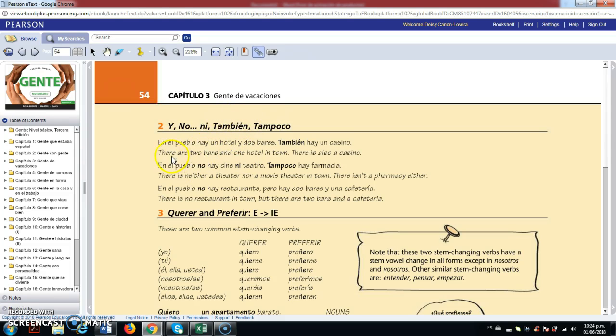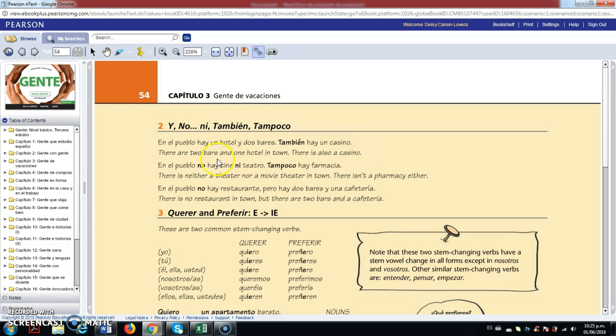Okay, so for example, there are 2 bars and 1 hotel in town. There is also a casino. In Spanish, we will say, en el pueblo hay un hotel y 2 bares. También, also, hay un casino. Okay? So, it will be like a way to connect ideas and say that we have all these 3 things in the town. Okay, and we will use y and también.